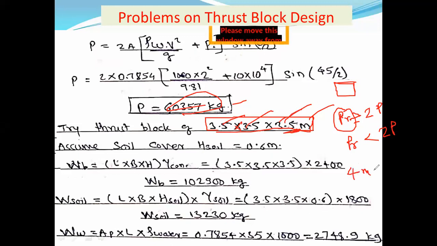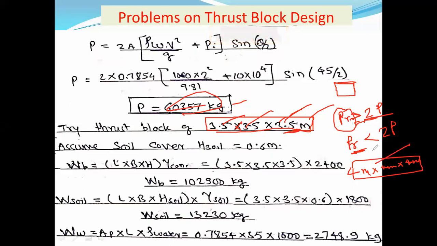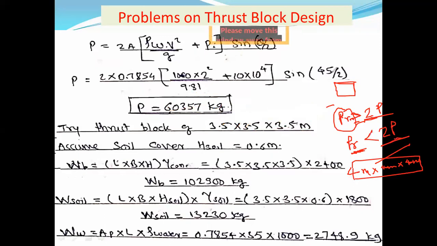Let us say 4 meter by 4 meter by 4 meter. Okay, and then again we will check, we will find out the value of PR, and after finding that value of PR, if it is coming greater than or equal to this value, then we can say that these dimensions are valid for this block. Otherwise, again if it is coming less than this 2P value, then once again we have to go for increasing this value. So in this way, by trial and error, we have to go on finding the dimensions of this block. Okay, so let us find out the value of PR by considering these dimensions.